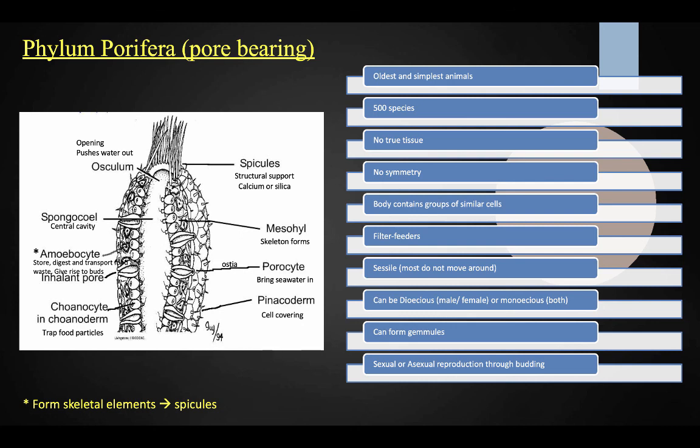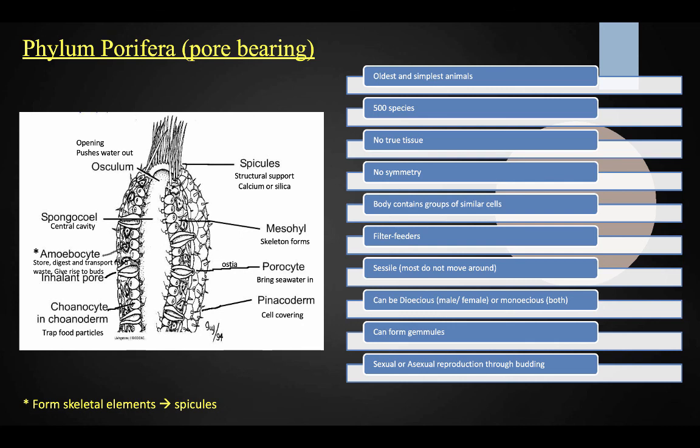There are about 500 different species of sponges. They do not have true tissue. There's no symmetry. They contain groups of similar cells. They are filter feeders, which means they are bringing in water and taking things out of that through diffusion. Most of them don't move around. They're sessile. They're dioecious, which means they can be male or female, or monoecious, which means they can have both male and female in one, depending on the type of sponge.